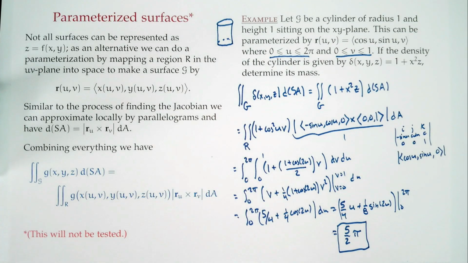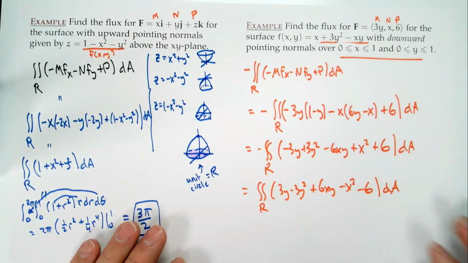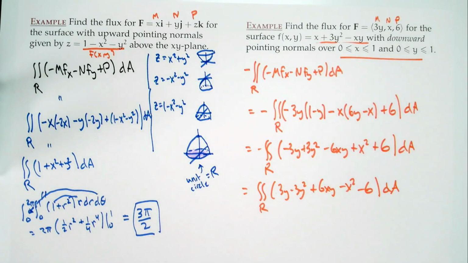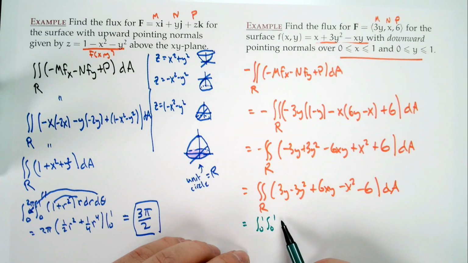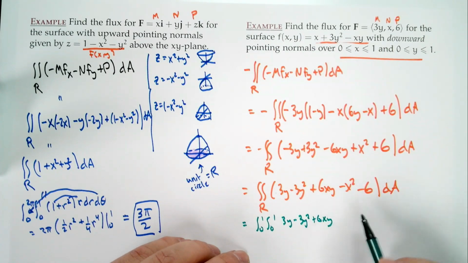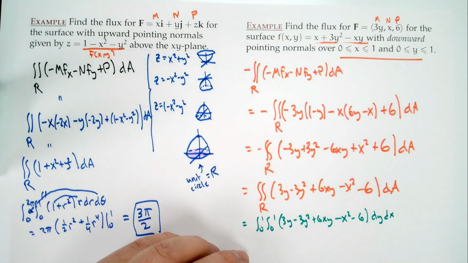Now, since we have a little bit of time, let's quickly shoot back for just a minute. Let's actually finish this integral here, because we didn't finish it before, and there's always that desire for completion. So what does that give us? Well, it's integral 0 to 1, integral 0 to 1 of our expression 3y minus 3y squared plus 6xy minus x squared minus 6 dy dx. And in the interest of space, I'm just going to do this really quickly.